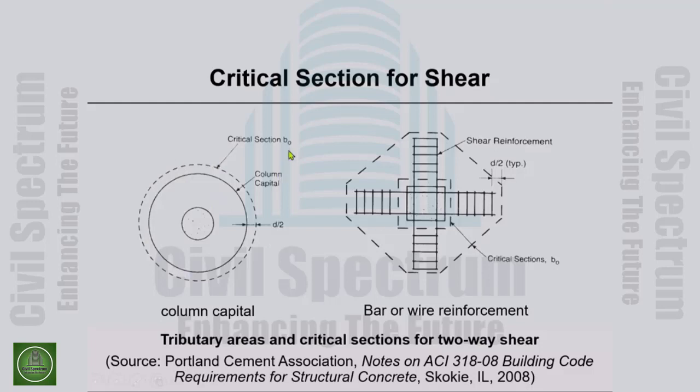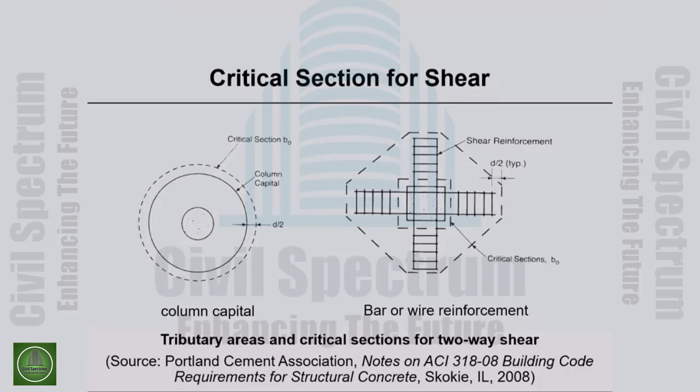The perimeter again is b0. Here, what you see is this is the column, and then there is shear reinforcement. Okay, this is longitudinal reinforcement in the slab, and because shear is high, we have provided shear reinforcement. There is a first critical section around the column itself. And then there is a second critical section around where the shear reinforcement has been discontinued. As you move away from the column, the slab shear decreases. Okay, remember, shear is the load sitting on the slab minus the load sitting inside the critical section.